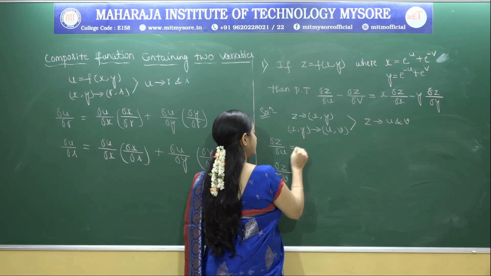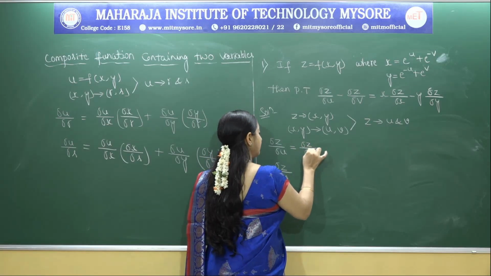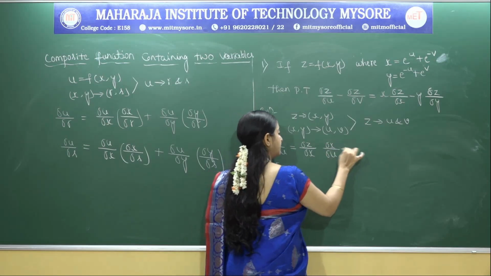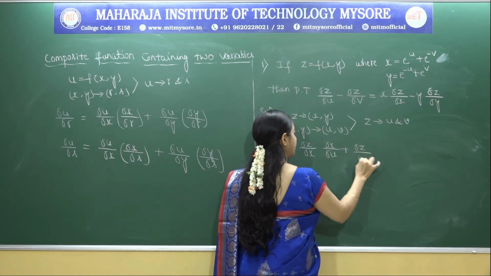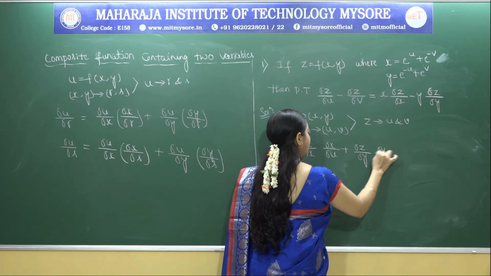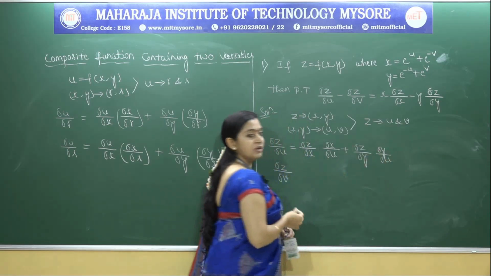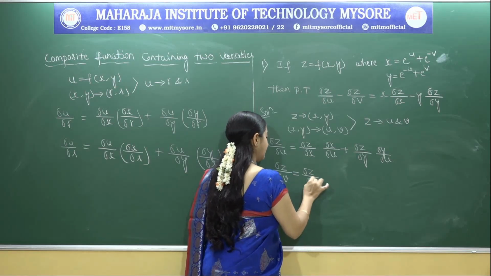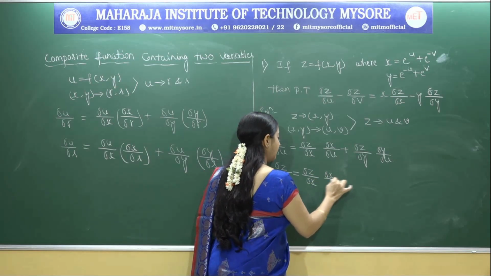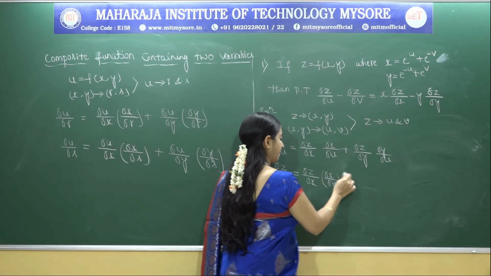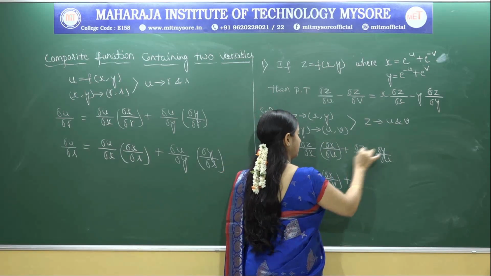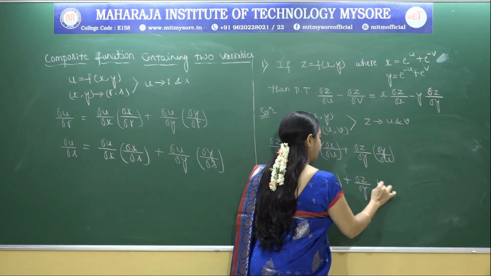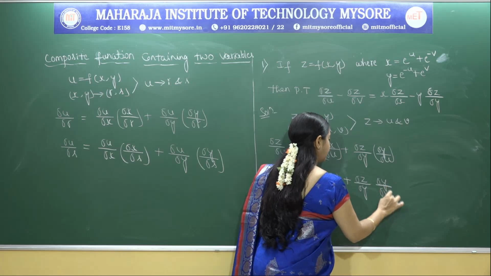So the first part is del z divided by del x into del x divided by del u, second part del z by del y into del y divided by del u. Similarly, for the second term, del z divided by del x into del x divided by del v, plus del z divided by del y into del y divided by del v.